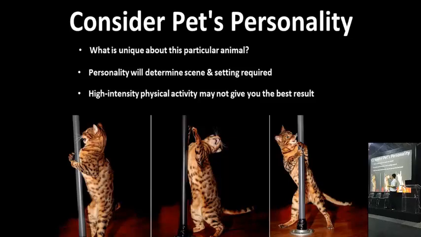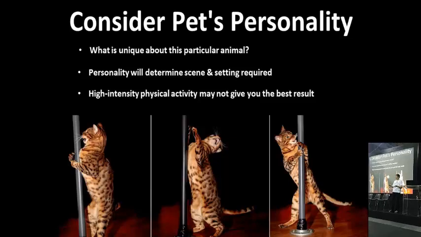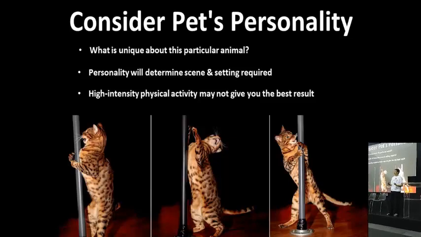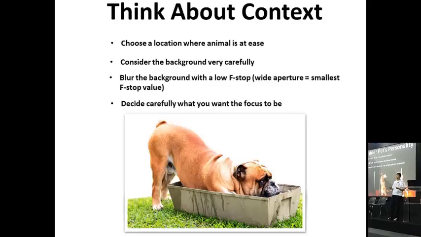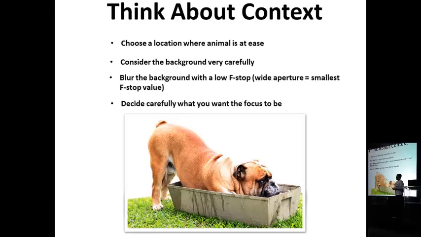Okay, so that's basically why I mentioned that you need to know. If you want to go out to a park and let the dog run and let him jump into water, if that's what you're aiming for that day, perfect. But if you're photographing a breed-specific photo for a specific magazine, it's a no-go. Think about the context. Now, this ties up with the previous section: choose a location where the animal is at ease.